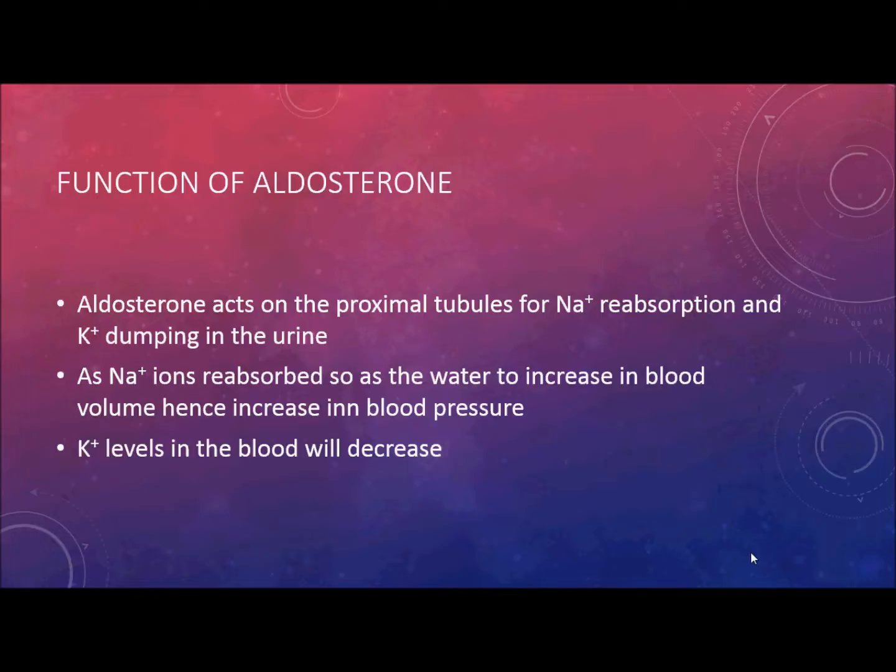When the urine is collected, as sodium ions are reabsorbed, so is the water, to increase blood volume and hence blood pressure. The potassium levels in the blood will then decrease. So those are the main results when aldosterone is in the blood.